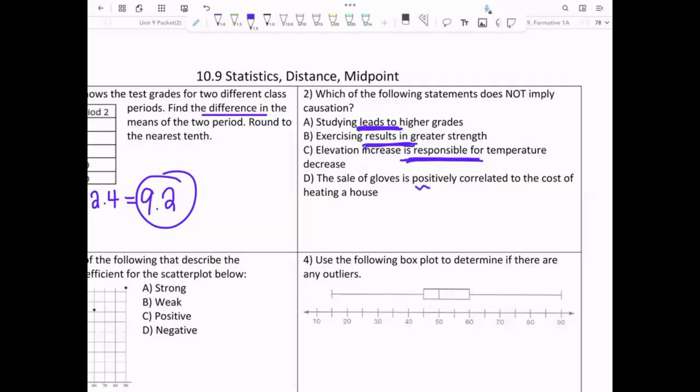Letter D just says that they are positively correlated. So they could still cause each other, but this study did not prove that they caused each other. It just proves that they were positively correlated. And if we look at the variables we're using, the sale of gloves and the cost of heating a house, just because people buy more gloves does not mean that your house is going to cost more to heat. They are positively correlated because both of those things happen at the same time in the winter, but they do not cause each other to happen. So this would be the one that does not imply causation.